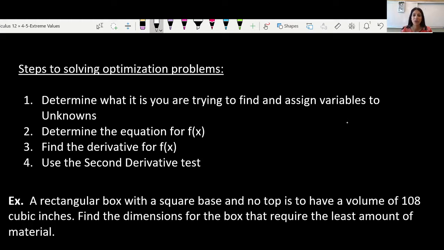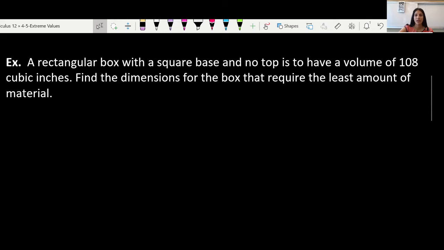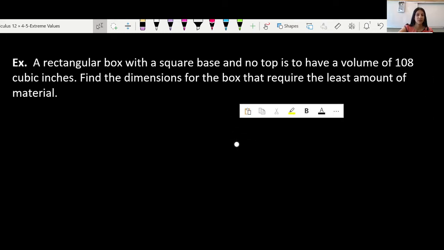Number 2, determine an equation for f of x. So that's taking the sentence and translating it into math. Number 3, find the derivative for f of x. And number 4, use the second derivative test. So no new skills here, but it is just taking all the stuff we've done and looking at actual examples of how this might show up or how it's used in real life.